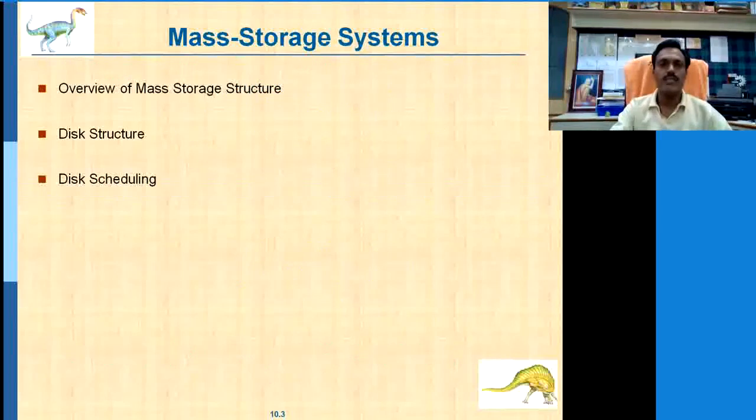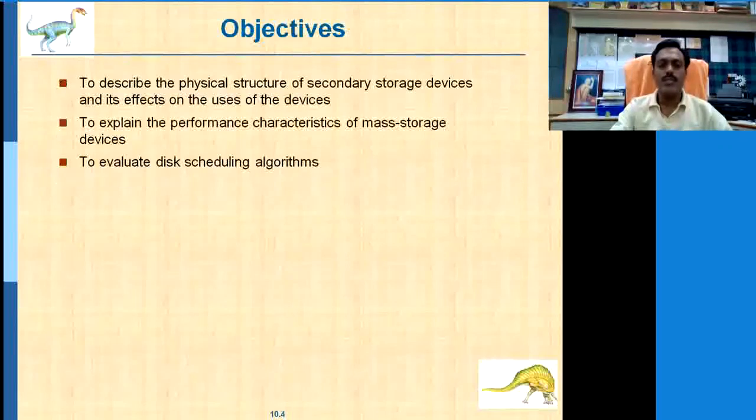The mass storage system we will be talking about, and the contents of this lecture are an overview of mass storage structure and disk scheduling. Now these are the objectives of this lecture: to describe the physical structure of secondary storage devices and to discuss its effects on the use of the devices, to explain the performance characteristics of mass storage devices, to evaluate disk scheduling algorithms.